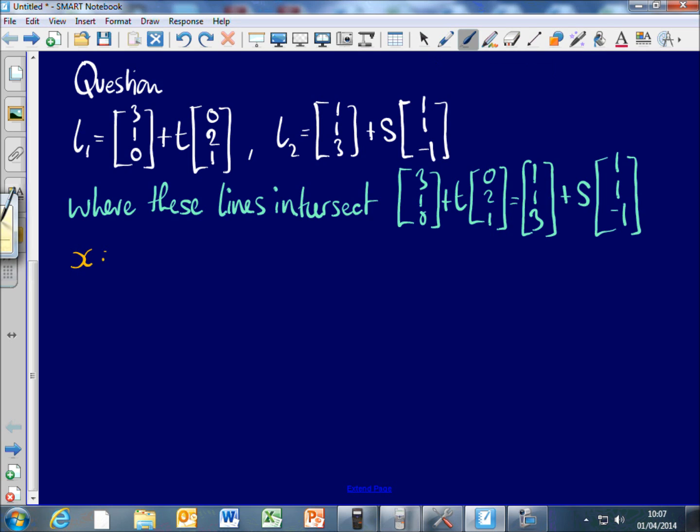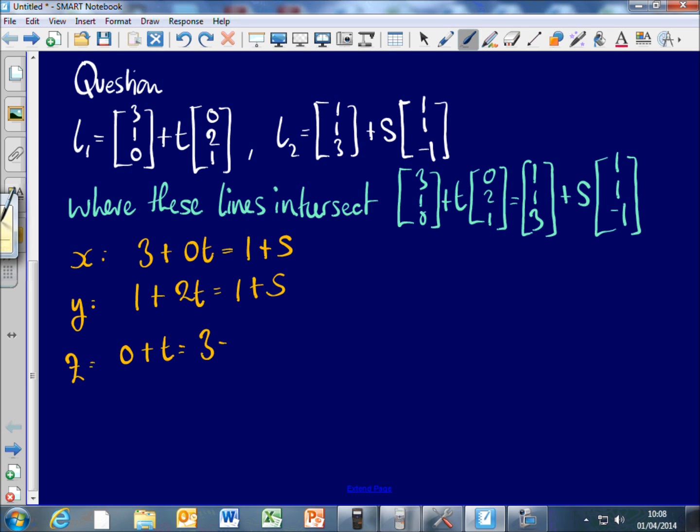So in the x direction, I should have 3 plus 0t is equal to 1 plus s. And in the y direction, I should have 1 plus 2t is equal to 1 plus s. And in the z direction, 0 plus t is equal to 3 minus s. And so I have 3 simultaneous equations to solve with just 2 unknowns.